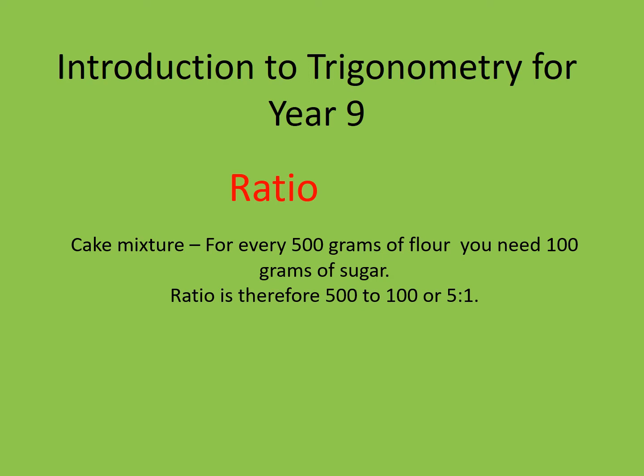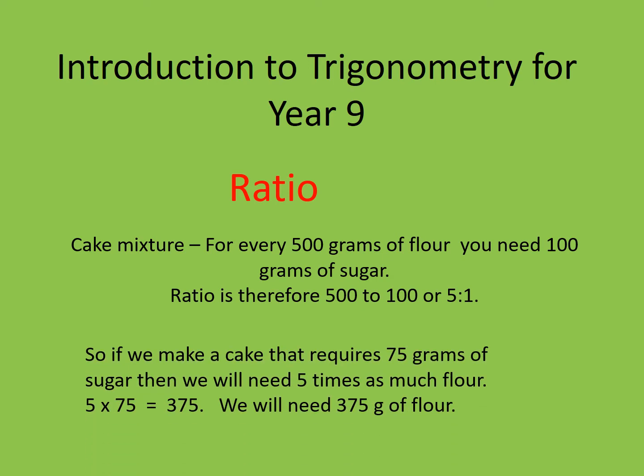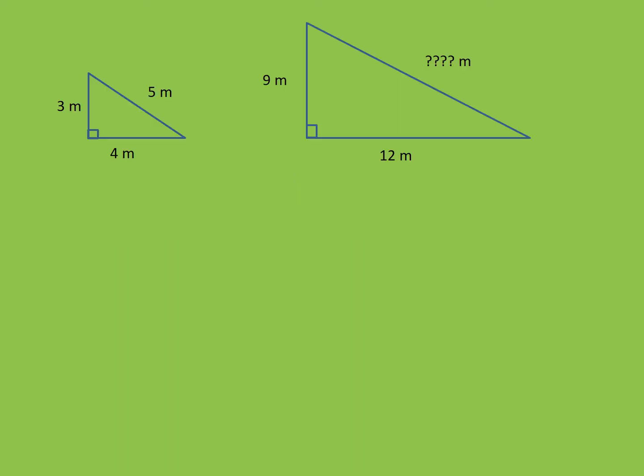Well, how do we use that ratio? We're going to make a cake that needs 75 grams of sugar. You'll need 5 times as much flour, because that's the ratio, so you'll need 375 grams of flour. Now that doesn't help you a great deal with trigonometry, but it just gives you a little bit of understanding about how we work with ratio. Because we do exactly the same thing with right-angled triangles.